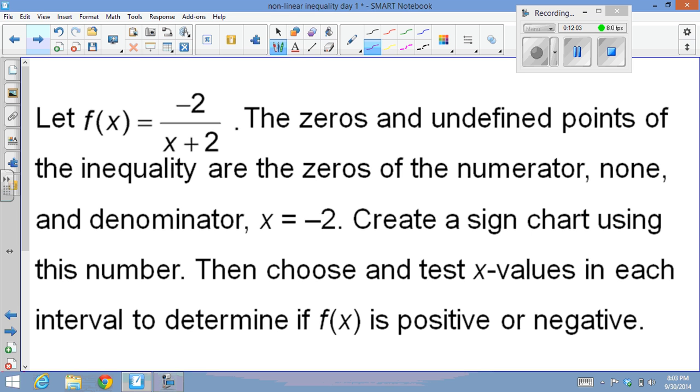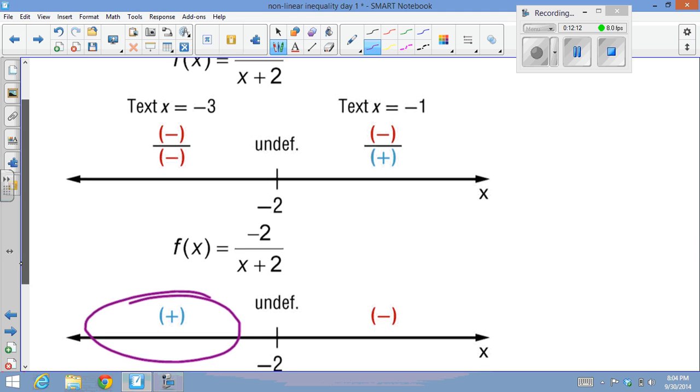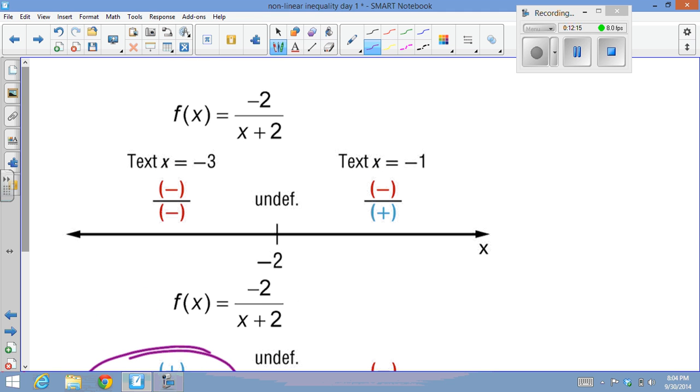To find out where it's going to be positive or negative, because in our problem we're trying to find out when it's positive since it's greater than 0. So there's my sign chart, and I'm just taking different numbers. Remember, negative 2 was the only number we were concerned about. I can put in a number that is smaller than negative 2, so I could put in negative 3. If I put in negative 3, I would have negative over a negative, which we know is positive. And if I put in negative 1, or any number you want, I'd have a negative over a positive, which we know is negative.